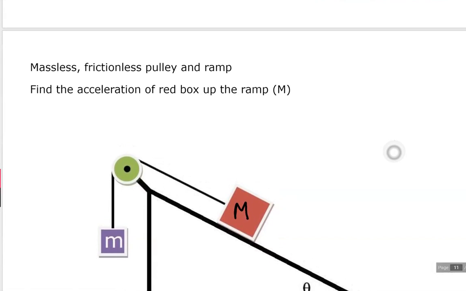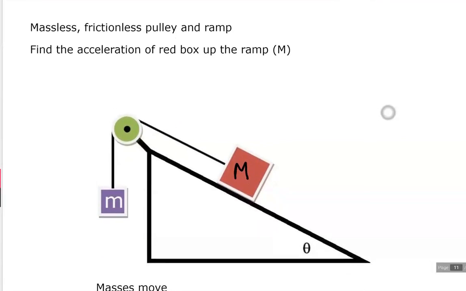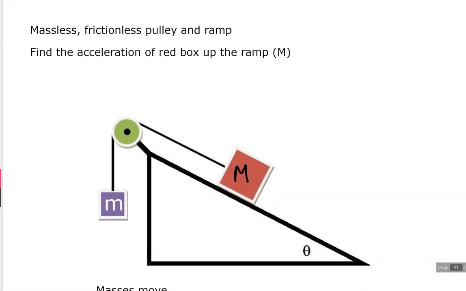This is the last page of that very long packet I gave you. We've got a massless, frictionless pulley and a frictionless ramp, and we want to know the acceleration of the red box up the ramp.